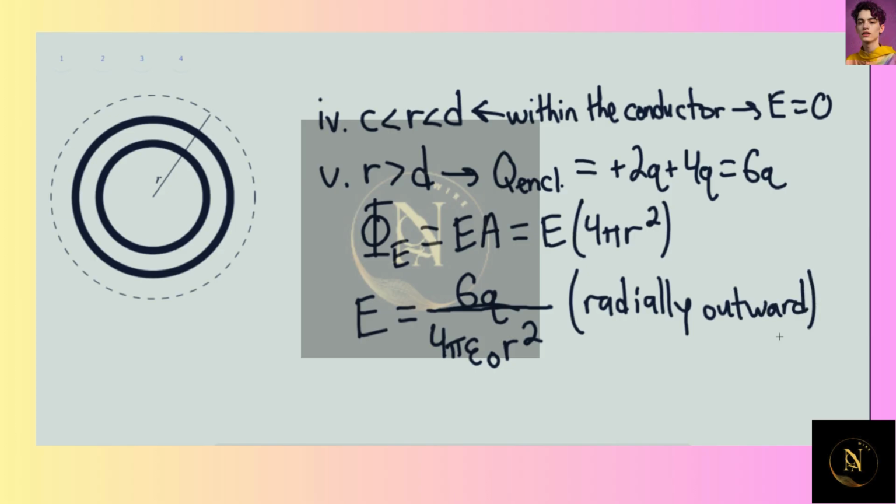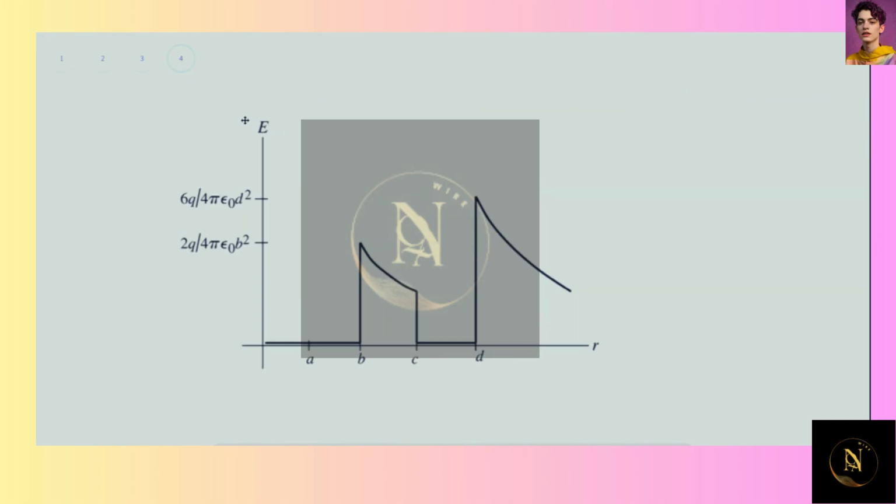And then if you wanted to graph all of these, this is what the graph would look like, the electric field versus r. This would be our final graph. The end of the solution.